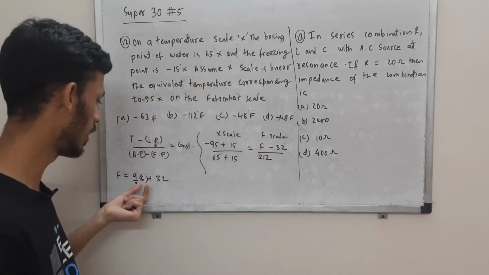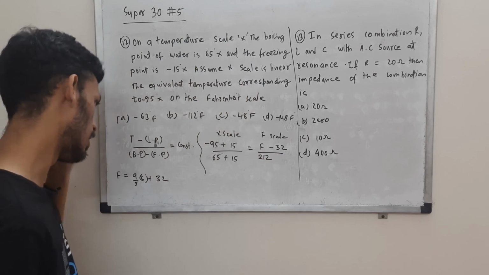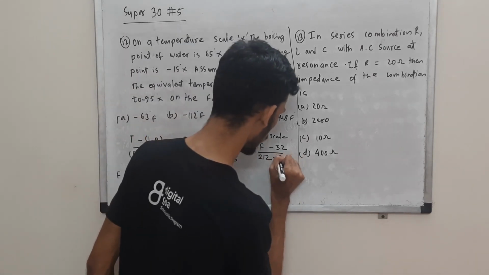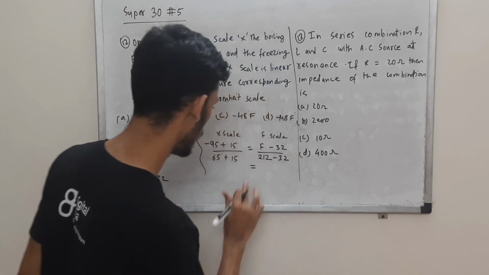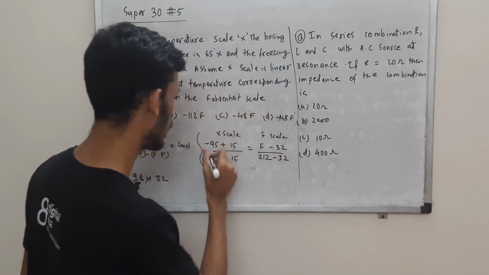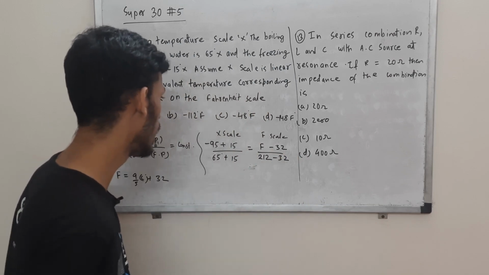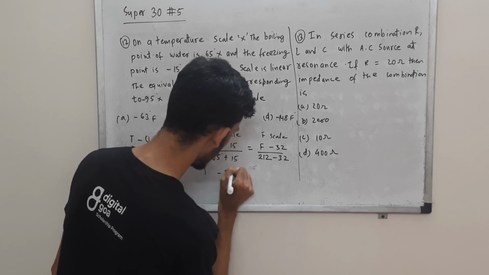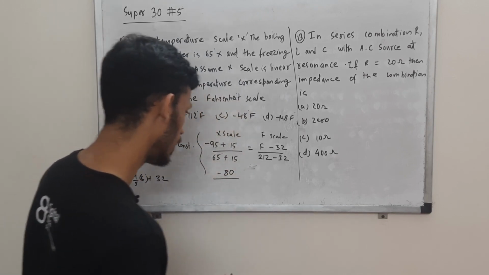This will become 100, and that will give 180, 212 minus 32, right? So you have to check on these values. What are these values now? So this will give us 80, right? Minus 80. So this is minus 80. 65 plus 15, that is also 80.